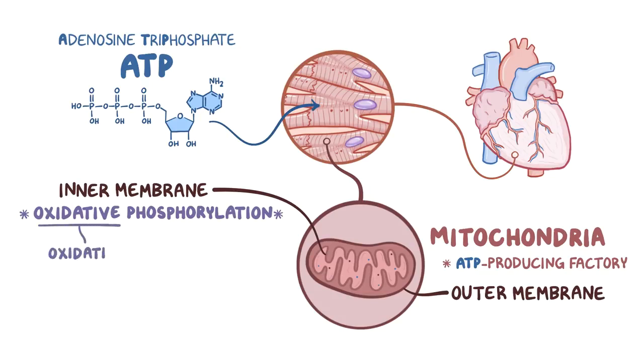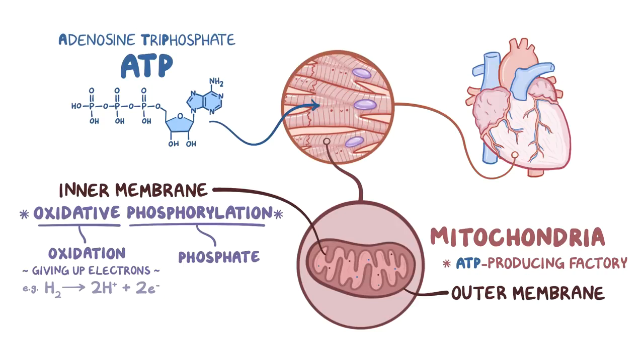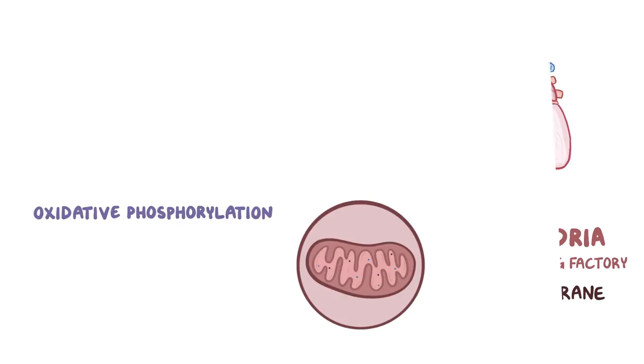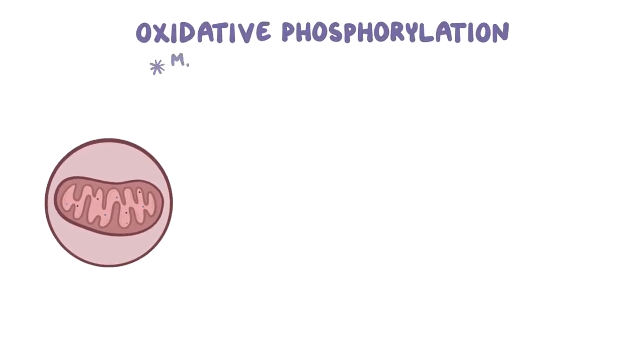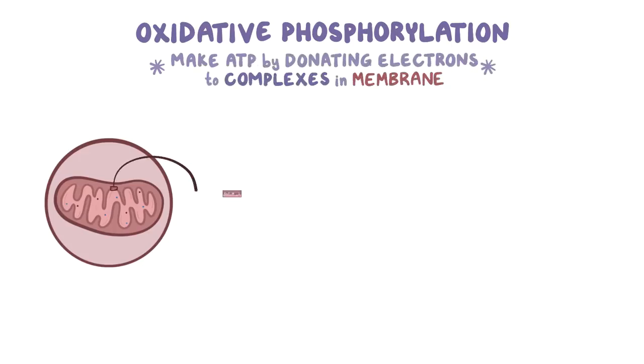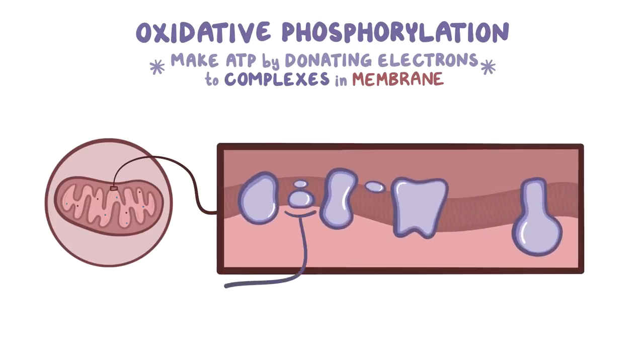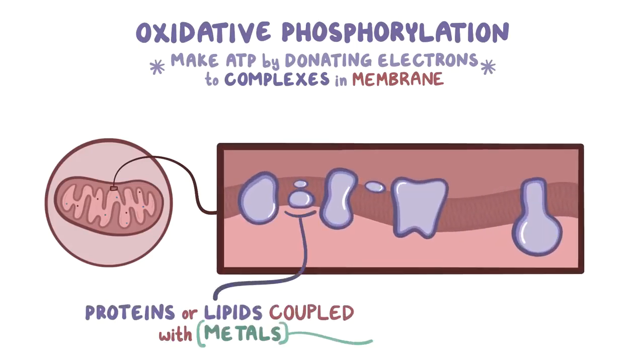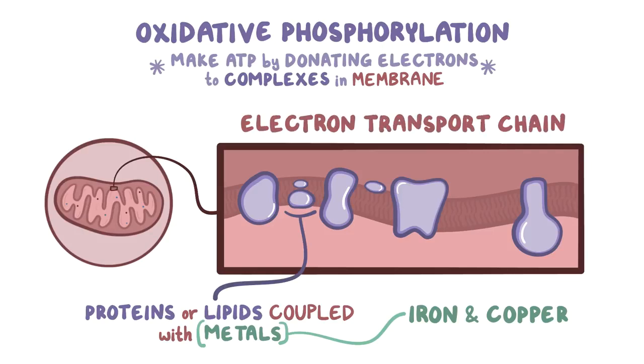Oxidative refers to oxidation, which is when a molecule donates its electron. And phosphorylation refers to the addition of a phosphate group to adenosine diphosphate, or ADP, which forms ATP. So oxidative phosphorylation is the process of making ATP by donating electrons to complexes embedded within the inner mitochondrial membrane. These complexes are proteins or lipids coupled with metals like iron and copper that facilitate the movement of electrons. Together they form the electron transport chain.